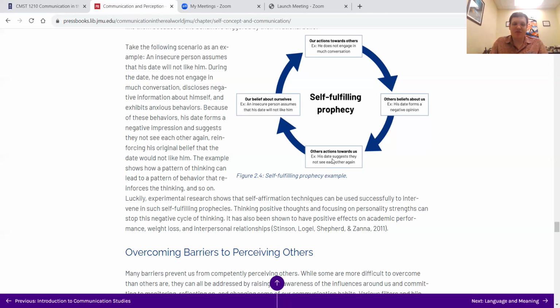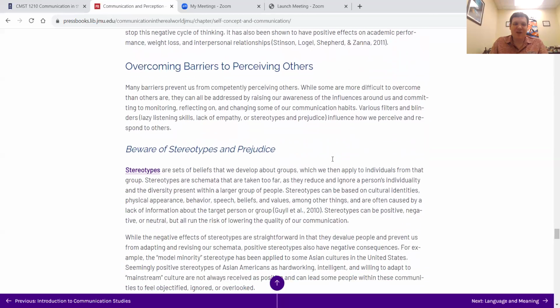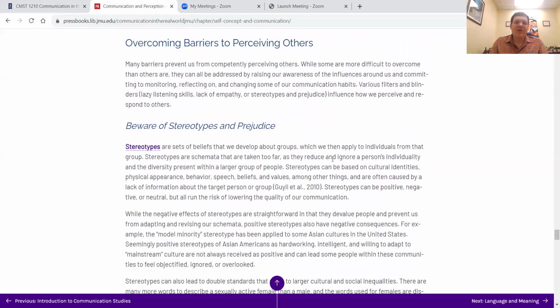We can reflect on ourselves. It's hard, right? It's not necessarily an easy thing to do, but certainly we can push back against those self-destructive behaviors. So then it talks here about overcoming barriers to perceiving others.